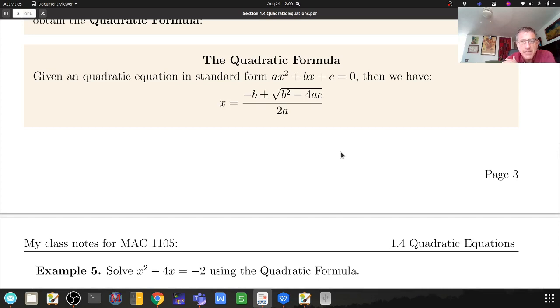So if you're given a quadratic equation, ax squared plus bx plus c is equal to 0, we have x is equal to minus b plus or minus the square root of b squared minus 4ac, all over 2a.